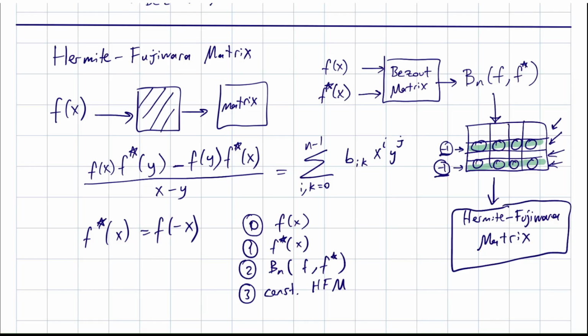You don't need to know the details of why this is something that we use. So far what we have learned sounds a little not useful, but in the next video we are going to talk about a very important subject, static output feedback control for LTI systems. And we are going to use this mathematical object called the Hermite Fujiwara matrix in that subject.